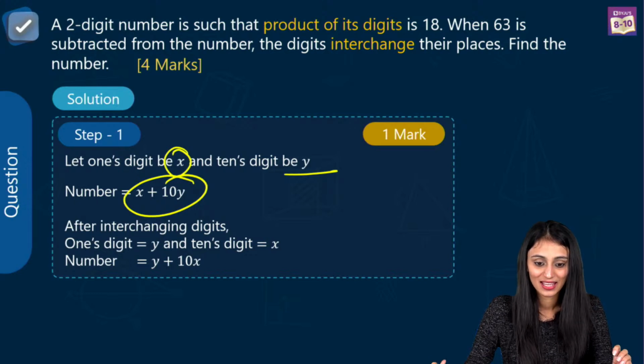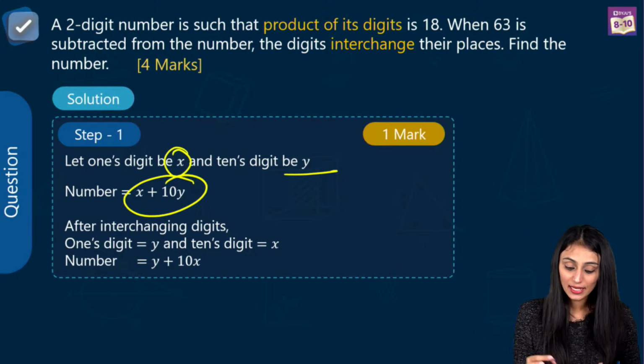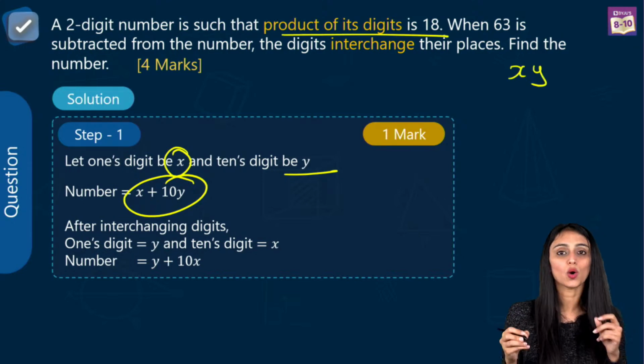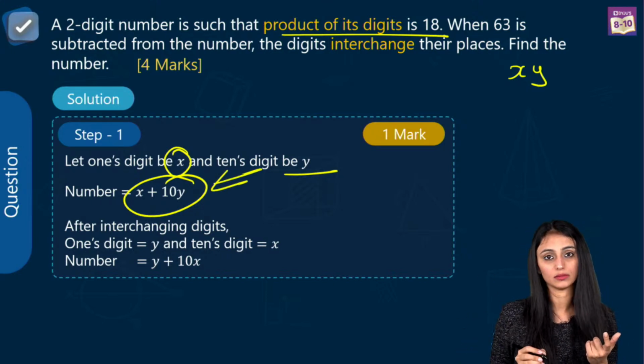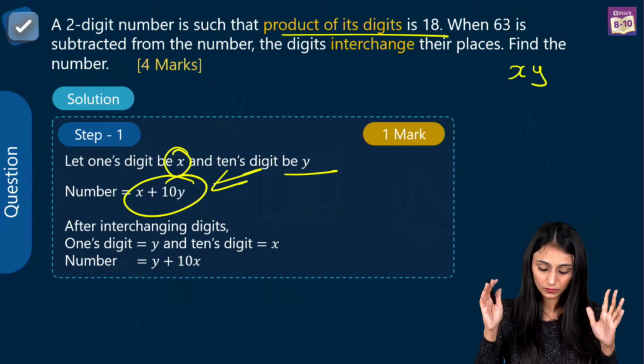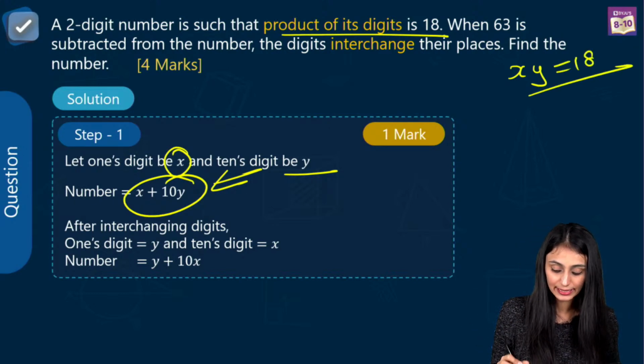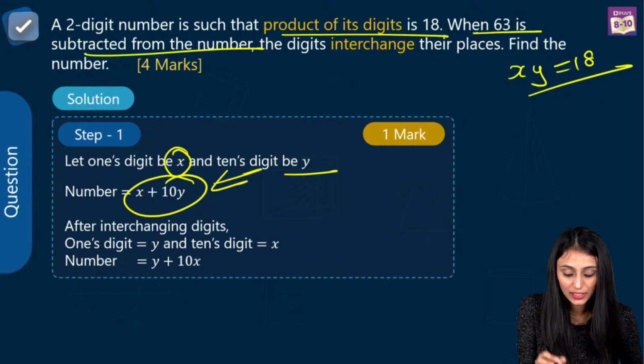Yes. Okay, so the question is saying the number is such that the product of its digits is 18. When we talk about digits, we are talking about x and y, right? But when we are talking about the number, we are talking about this number, okay? So the product of digits is 18. When 63 is subtracted from the number, what is the number? The number is this, right? This is x plus 10y.